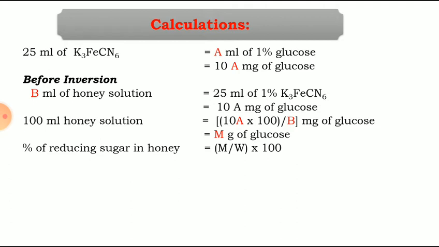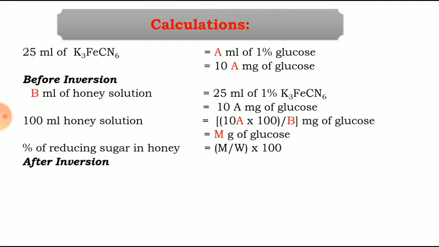Then the percentage of reducing sugar in honey, we can calculate simply m by w into 100. m we are getting from the above, and w will be the weight of the honey. Into 100 we will get the percentage of reducing sugar in honey.